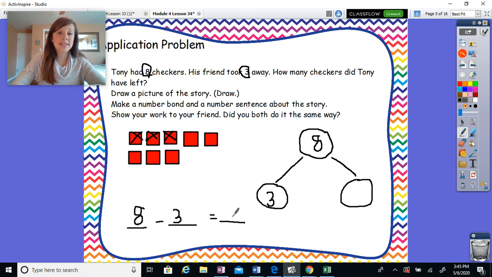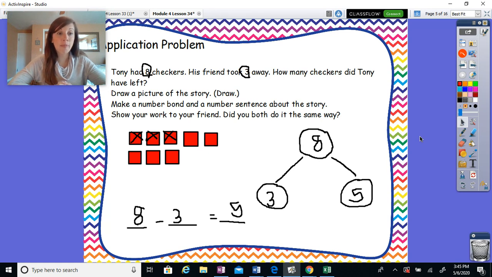Now, what is left comes after the equal sign and it is our other part. So how many checkers does Tony have left? Okay, so help me count. 1, 2, 3, 4, 5. He has 5 checkers left. So 8 minus 3 equals 5, and I need to write 5 in my part. Okay, so one more time. 8 minus 3 equals 5. Excellent, friends.